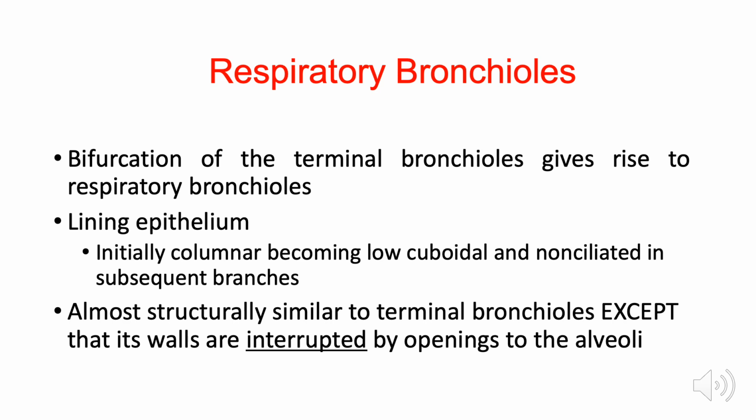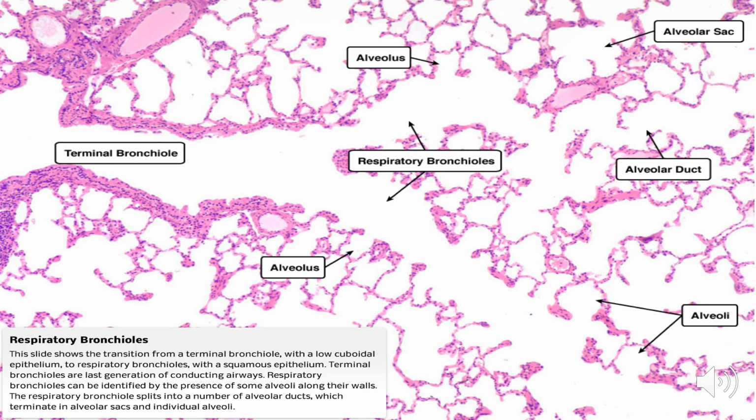As mentioned in the previous PPT, the walls of terminal and respiratory bronchioles are almost the same. It's just that the walls of respiratory bronchioles are interrupted by openings to the alveoli. So for you to understand that, I will be showing you some sample pictures. Please take a look at the terminal bronchiole in the picture. As it bifurcates, it will form the respiratory bronchioles. Please appreciate that the wall of the terminal bronchiole doesn't have any interruption.